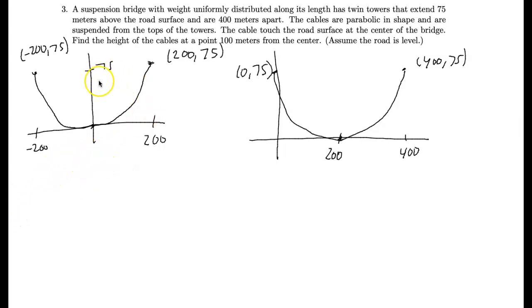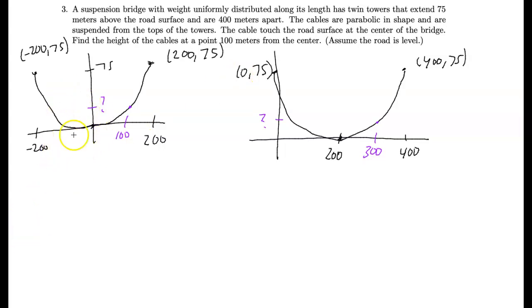And so what we want to do with this problem is find the height of the cables at a point 100 meters from the center. So with either drawing, we would want to find the y value when x is 100. But over on this curve, it's going to be a little different because it's 100 meters from the center. So this would put it at 300. And you're still looking for that y value. And in order to accomplish this, we need the equation of the curve.